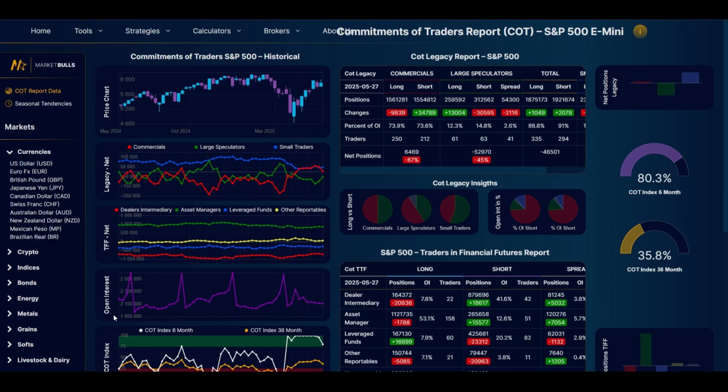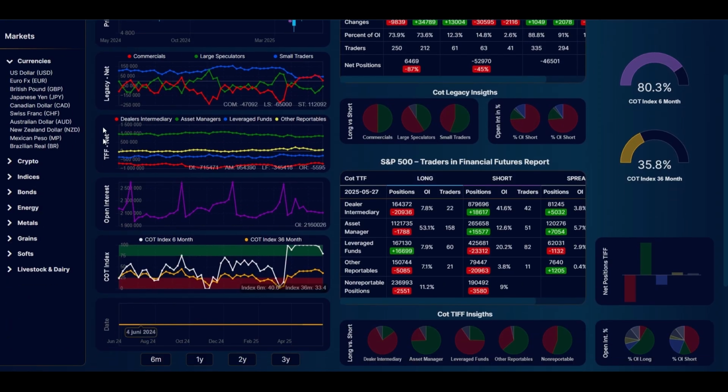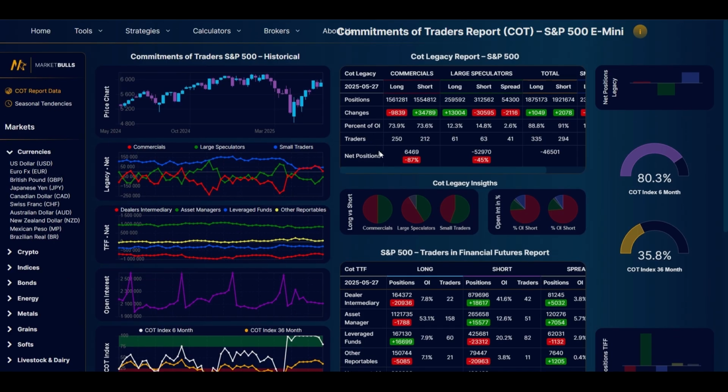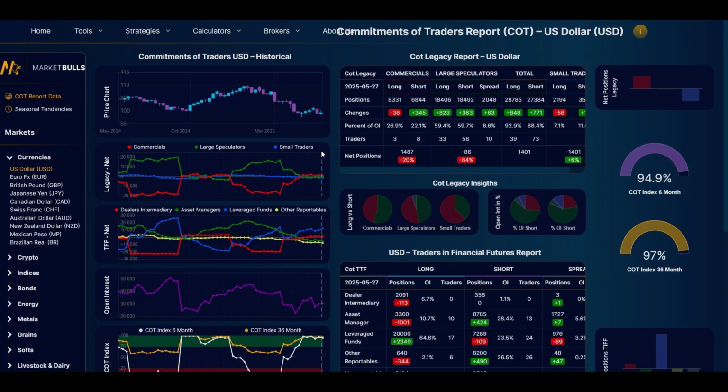And open interest is just the amount of leveraged positions in the futures markets, right? And the same thing is true for legacy net as well, which is pretty much the open positions in all of them, be it short, be it long, etc. Now we're going to cover all of this and what it means. So let's just dive right into a few examples of this and actually showcase it.